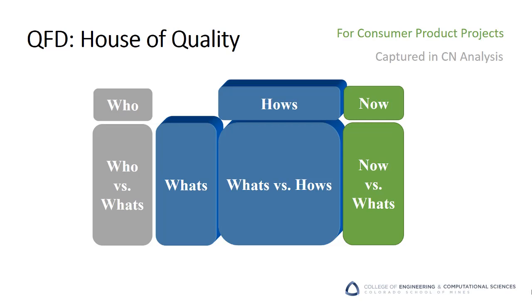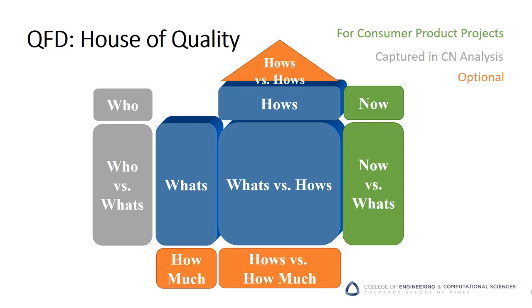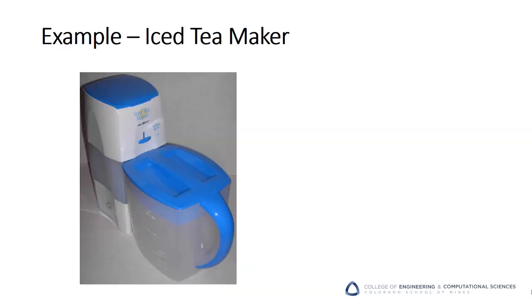The most common additions to the house are a roof and a basement. It'll help many teams to add these items to their House of Quality. In the roof, technical engineering metrics or requirements are compared to make sure they don't conflict or cause design problems down the line. In the basement, targets are set for the engineering metrics in preparation for writing your detailed requirements document. The best way to understand the House of Quality is to build one.